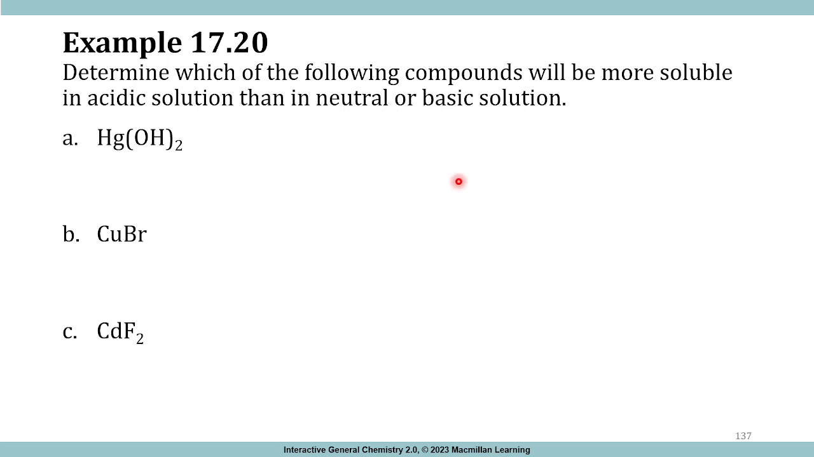So let's determine which of the following compounds will be more soluble in an acidic solution than in a neutral or basic solution. This is actually true in all the ways you can imagine. If you react away one of the soluble components, you're going to increase the solubility. Okay, so this right here is the mercury hydroxide. If we added acid to this, what would happen?